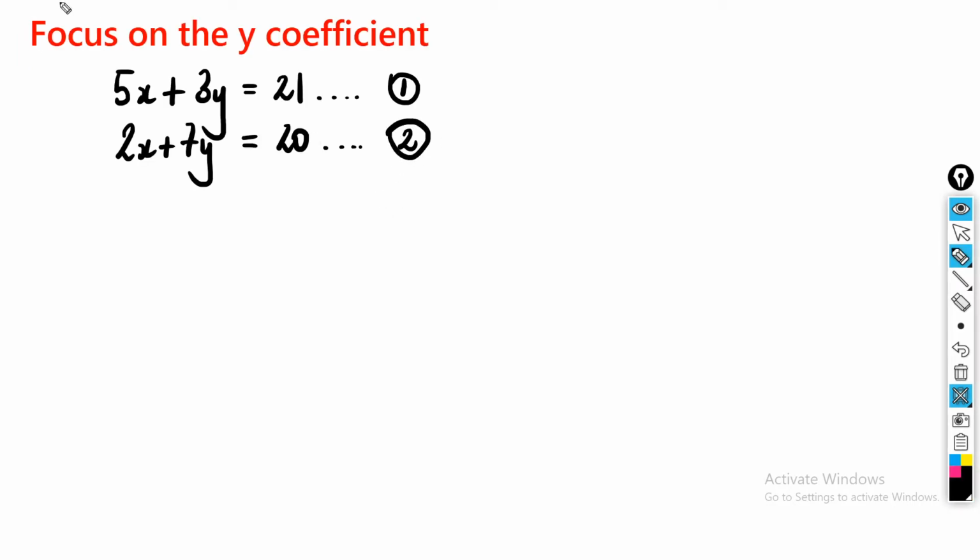All right, guys. So now we're going to be focusing on the y coefficient, okay? And we're going to use the same method of elimination, but instead of using the x variable, we're going to be using the y variables. Cool. And we're going to be looking at these. So the first thing we need to do, guys, is find the LCM of the y coefficients, which are 3 and 7.